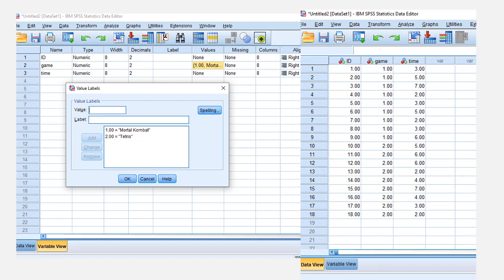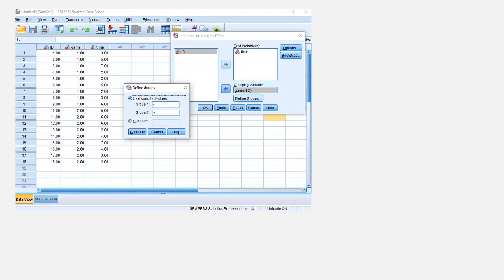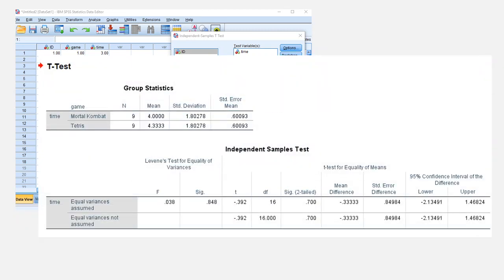I've got the gaming variable denoting that my first 9 participants were in group 1 and my second group was labeled as group 2. And then I have the timing variable indicating the amount of time spent delivering a burst of white noise. Same as before, you go into the compare means independent samples t-test. You need to define your groups, and then from there, your analysis would look like this.